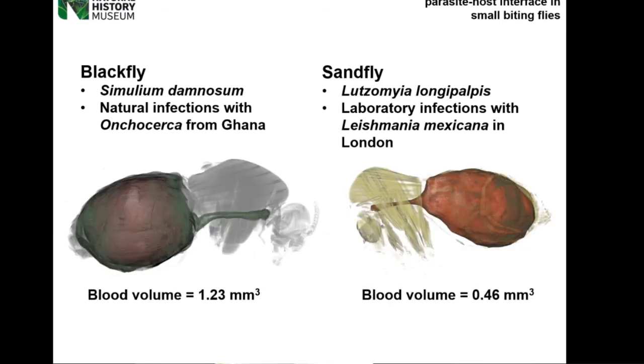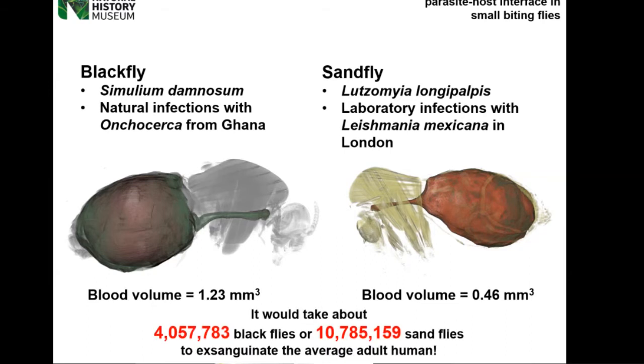And of course, in addition to the science questions, we can use the images generated for public engagement. These images clearly show the relatively huge volumes of blood that are ingested by these flies, and also demonstrate that we can measure the volumes of these organs: 1.23 millimeters cubed for the black fly and slightly less for the sandfly. And we can awe the public with silly facts like this: you need about 4 million black flies or almost 11 million sandflies to exsanguinate the average adult human.